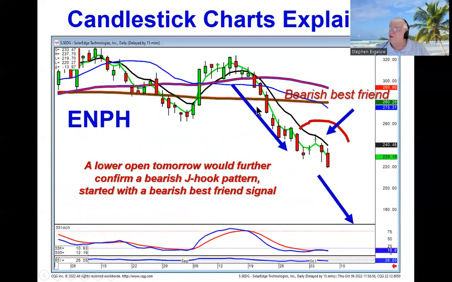We know what a bearish J-hook pattern would do. We know that a bearish best friend, a doji gap down, is a strong sell signal. The fact that they did it right here, failing right at the T-line, indicating we're in another bearish J-hook pattern, means that if this opens lower, we can be shorting immediately, with the implication that wave 1 and wave 3 are going to be the same.